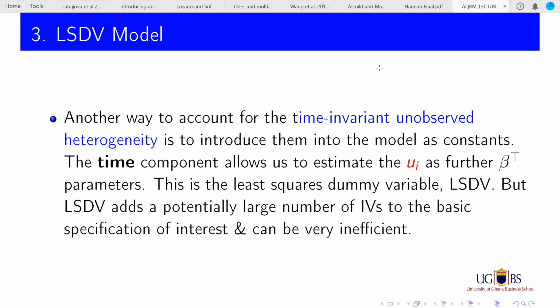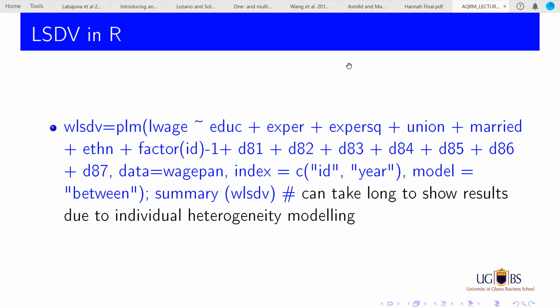Okay. So the least squares dummy variable is done. It adds a potentially large number of independent variables to the specification of interest. And it is believed that it's not an inefficient way of addressing the issue. Having said that, I'm still going to show you how you model the least squares dummy variable regression in R. I called it WLS, W least squares dummy variable. That's how I call it.